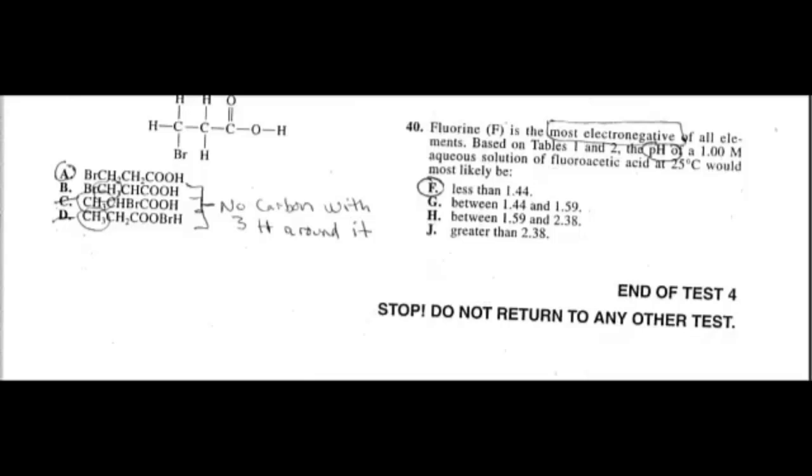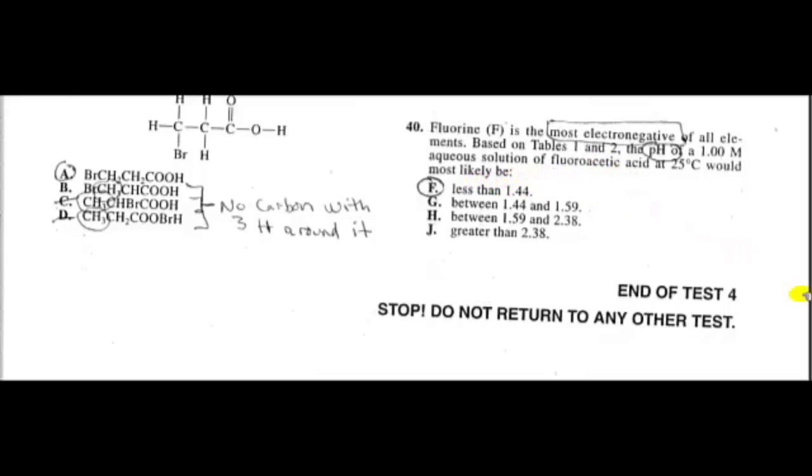Test 69A, science practice problem number 40. Number 40 states, fluorine is the most electronegative of all elements. Based on table 1 and 2, the pH of a solution of fluoroacetic acid would most likely be what?